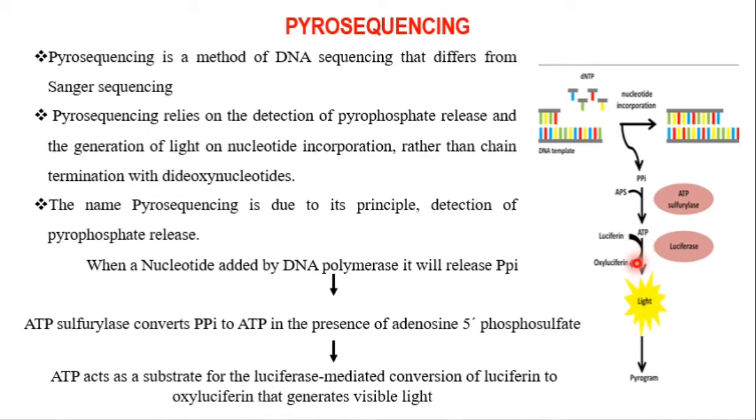And that oxyluciferin generates visible light, and this light will be detected by our detector. Depending on the light, the detector will give a pyrogram, and from that pyrogram we can easily get the sequence of the DNA.